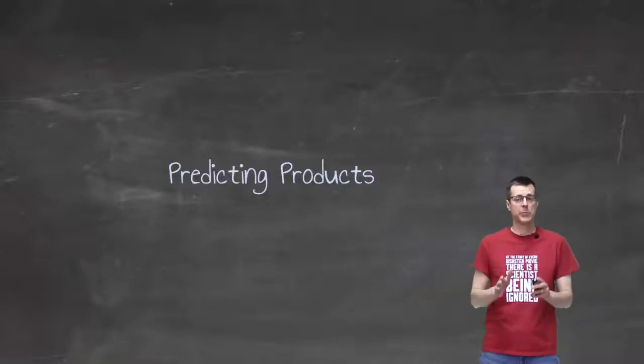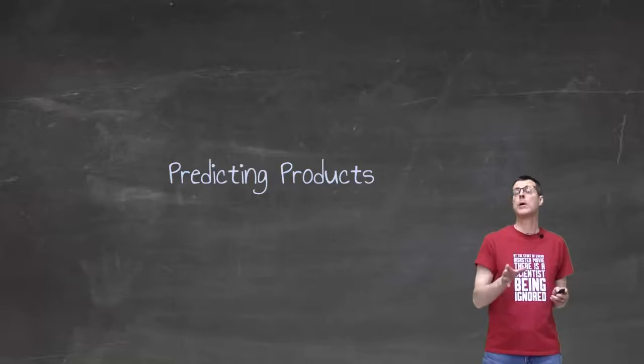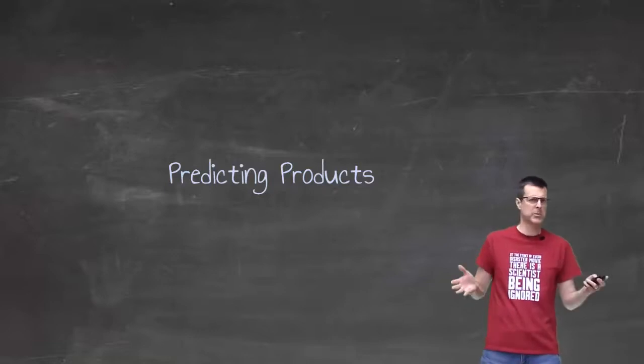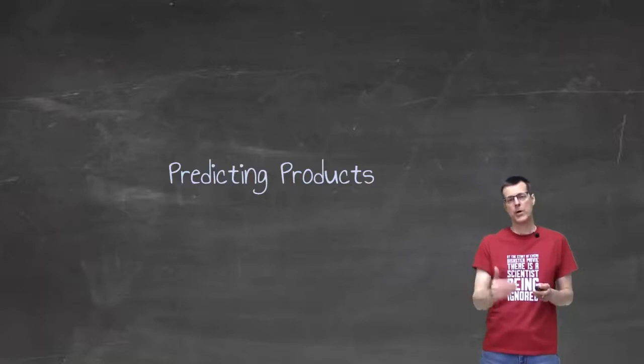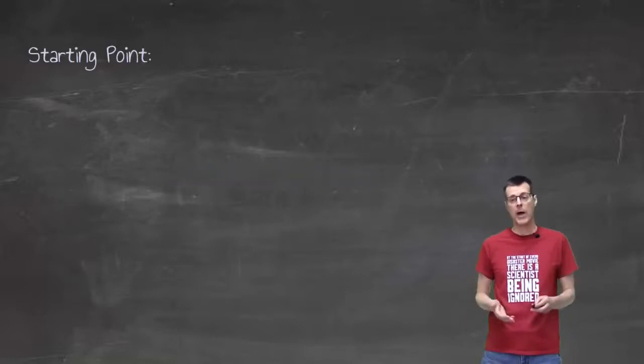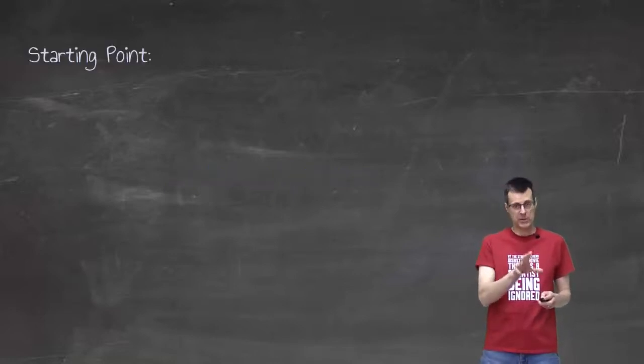Today we're talking about predicting products. Now, you know how to identify the reaction type, you know how to balance chemical reactions. You've been doing that for a while already. So predicting products becomes a natural progression of what we do for that. So we want to know where we need to start from.